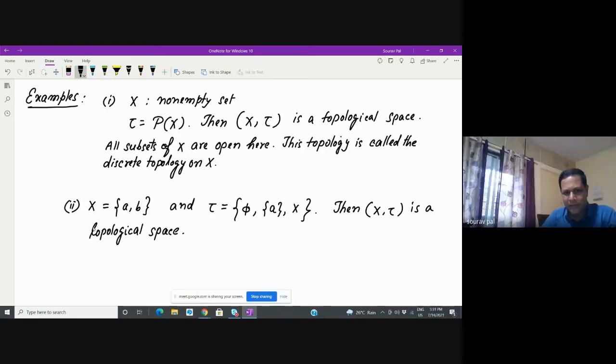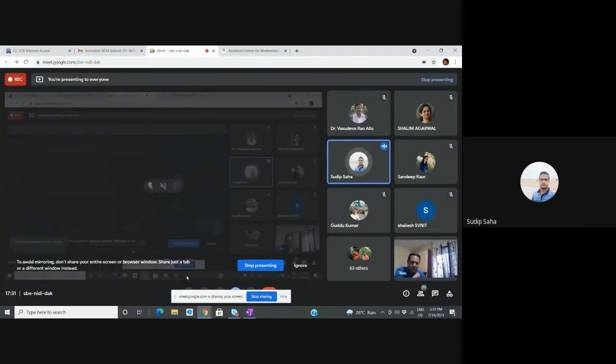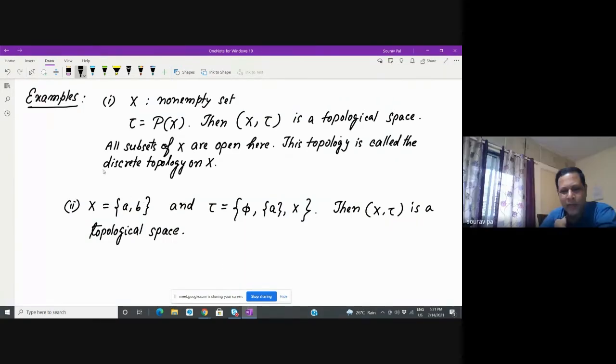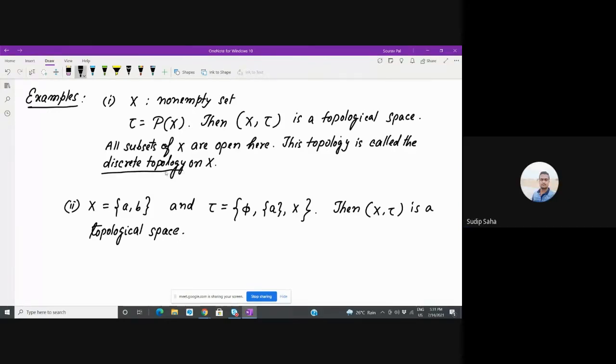Sir, I have a question. In the first example, you have mentioned the discrete topology. I want to know if there is some significance behind that kind of nomenclature, why it is named as discrete? You mean what is the importance of this topology? No, why is it named as discrete?